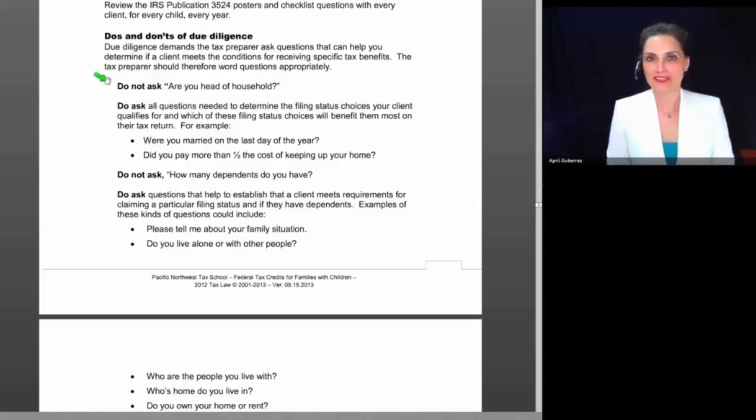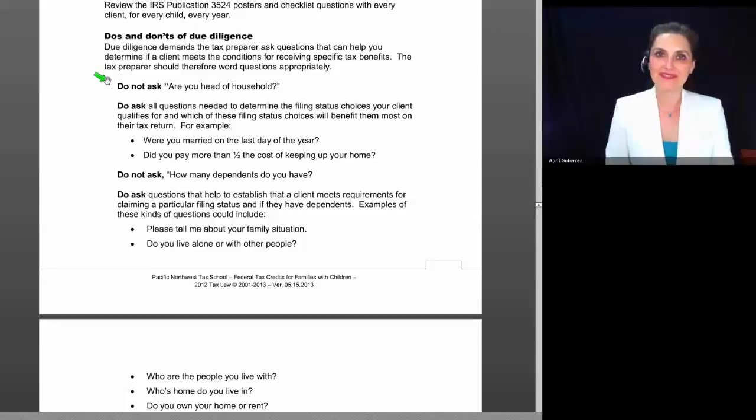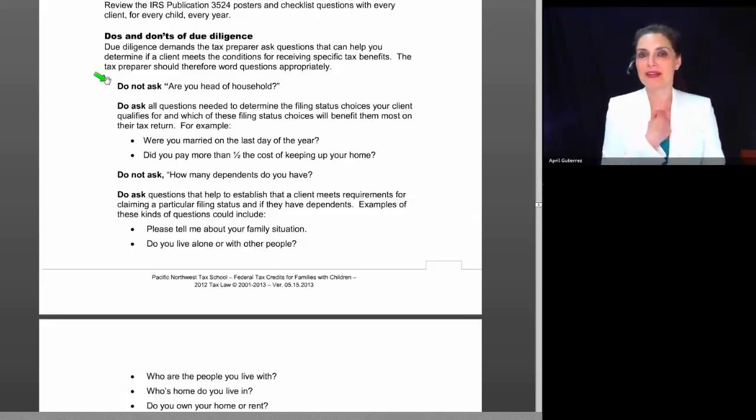You should not ask the question, are you head of household? Very often I have clients come in to me and say, this year I'm filing head of household. Well, that's very nice of you to tell me, but let me, as your tax preparer, establish that you pass all tests necessary to be able to use that filing status. So asking my client whether or not they qualify for head of household, that to me is negligent. It's my job to establish whether or not they do.